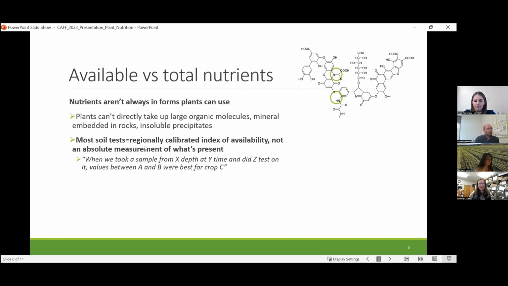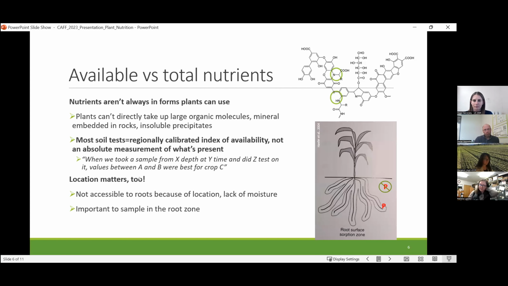Daniel's going to talk a little bit about this, but basically they do a lot of experiments, and the interpretation of a soil test is based on: when we took a sample from this depth at this time and ran this test, values between this and this seem to be best for this crop. So it's super crop and regional dependent. And then also the location matters too.